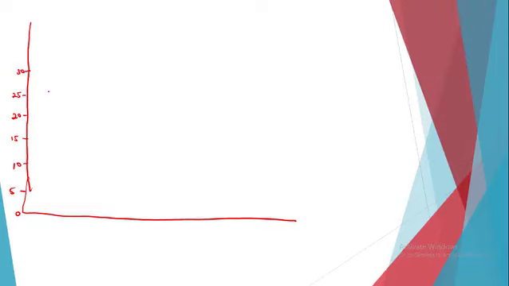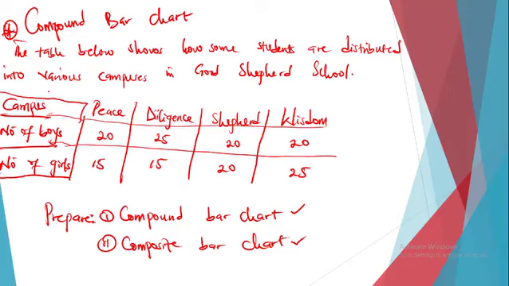Okay, now looking at the table, we have boys, we have girls. We still apply some of the rules of the simple bar chart. The bars must be equal and their intervals must be equal. So the spacing we give must be equal in each and every one of them. Okay, so let us start.